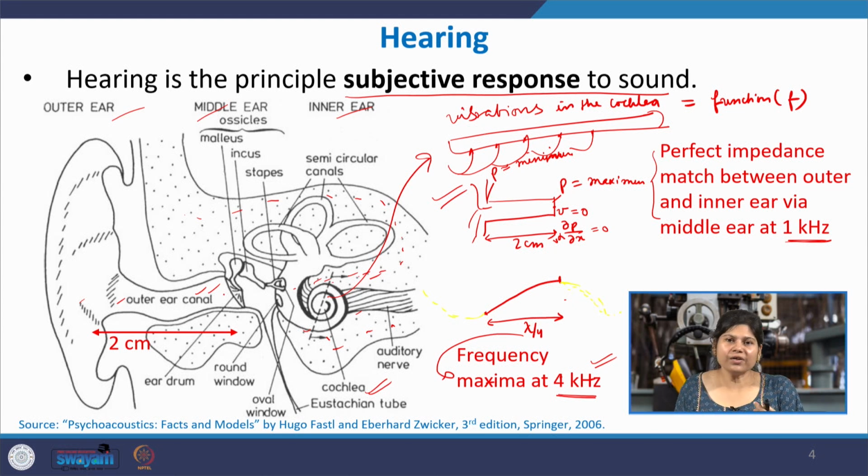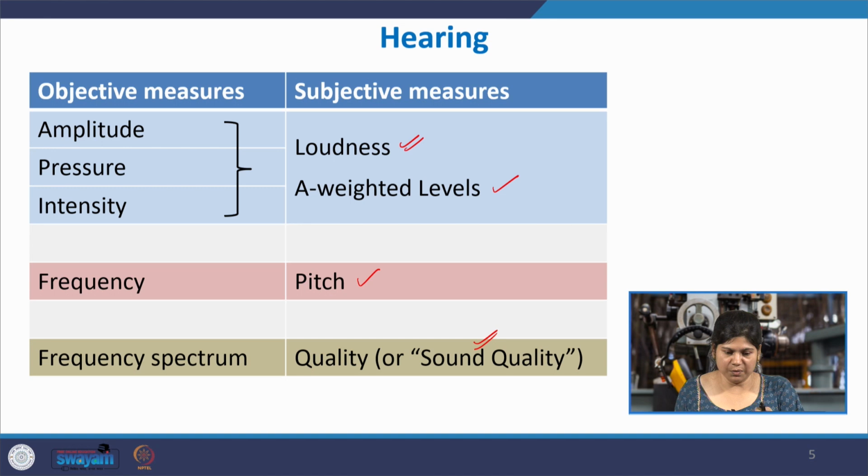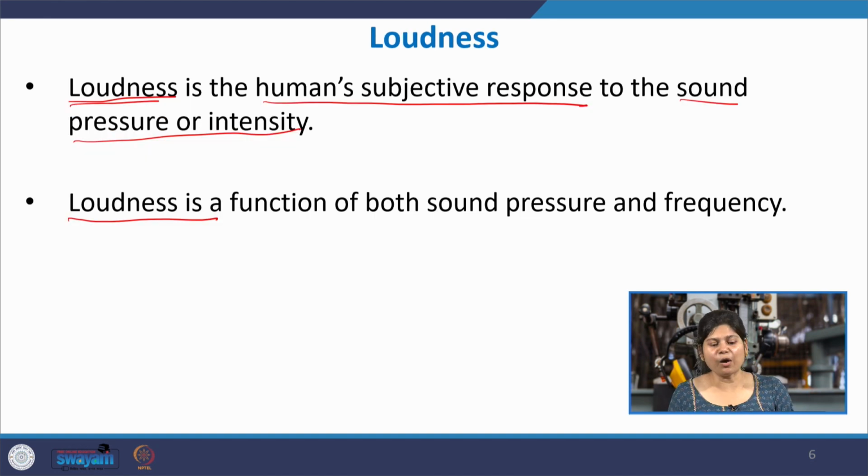Then to our ear the 4 kilohertz sound will actually sound much louder than the sound at 50 hertz and so on, although they both may have the same SPL, because our hearing is also dependent on the frequency. So, in the same way, the loudness is a function of both the sound pressure of the wave as well as the frequency of the wave.